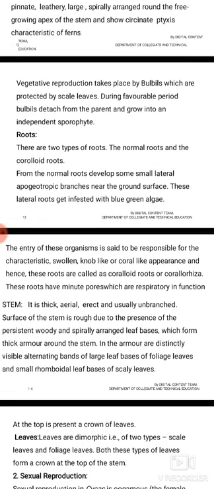At the top is present a crown of leaves. The leaves are dimorphic, that is, two types, scale leaves and foliage leaves. So these two types of leaves form a crown at the top of the stem.